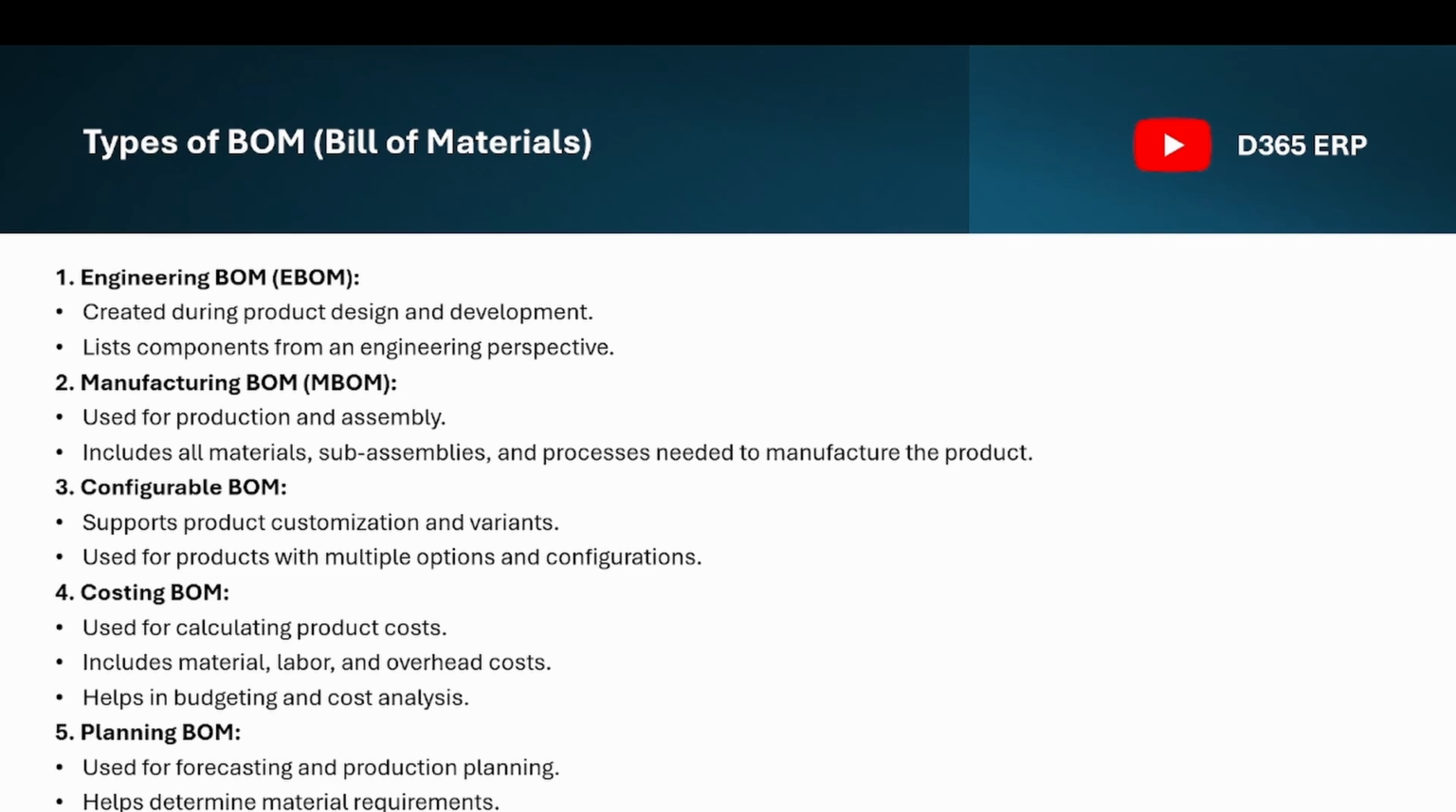Third is a configurable BOM. It supports product customization and variants. In a configurable BOM you have multiple options and configurations in one single bill of material. Fourth is a costing BOM. It's used for calculating the product cost. It includes the material, labor and overhead cost. In simple words, it helps in budgeting and cost analysis. And the last one is a planning BOM. It's used for forecasting and production planning. In a planning BOM, it usually helps the user to determine the material requirement. So these are the five major bills of material used in production.